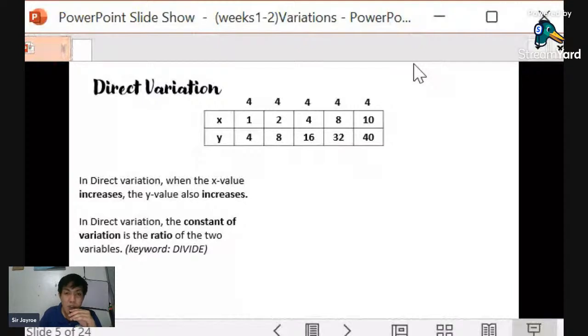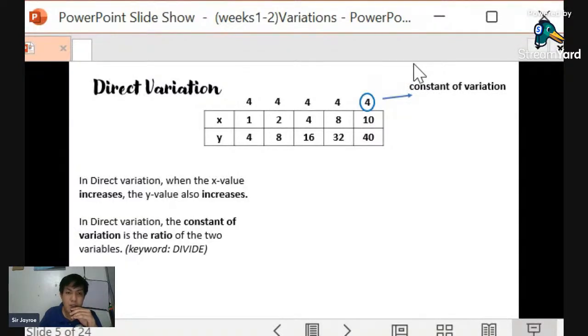So we can conclude na mayroong constant kasi nung dinivide natin pare-pareho. Di ba nga pag constant hindi nagbabago. So dahil pare-pareho nung dinivide natin, we can say na 4 is the constant of variation.